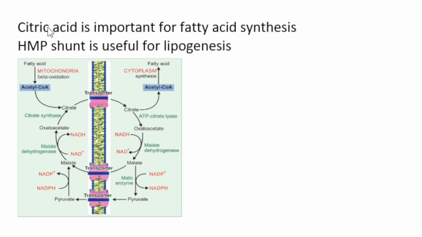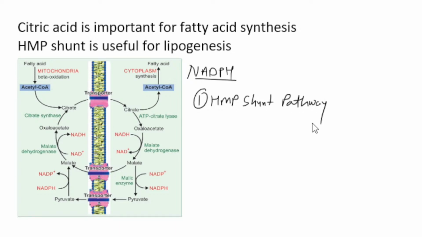Apart from acetyl coenzyme A, we need NADPH also for the fatty acid synthesis. Now sources of NADPH are, first is HMP Shunt Pathway, which occurs mainly in liver, adipose tissue, lactating mammary glands, where exactly fatty acid synthesis also occurs. About 50 to 60% of NADPH is provided by this HMP shunt pathway.